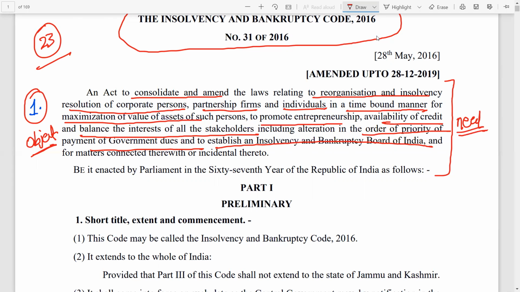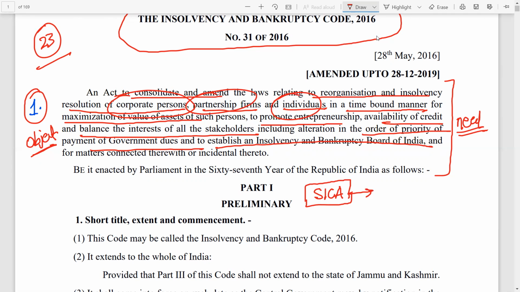Apart from that, if you want to write why IBC came, you can start from the SICA Act. The problem in SICA was that it covered only sick industrial companies, and it came into the picture only when the company had already eroded its net worth. IBC doesn't wait for the company to erode its net worth. Also, it not just covers industrial undertakings, it covers every corporate person, company, LLP, and also partnership firms and individuals.